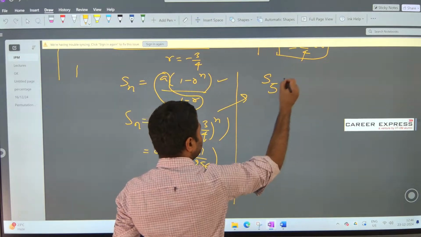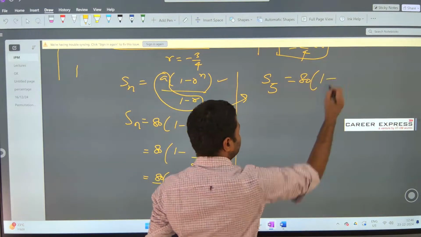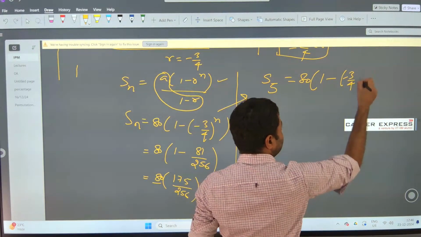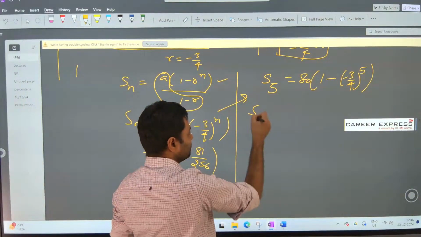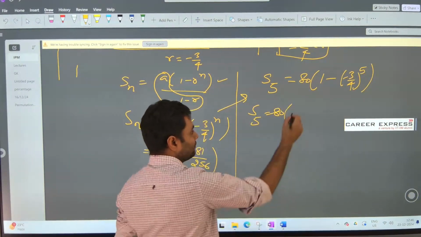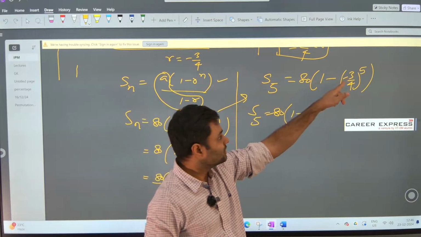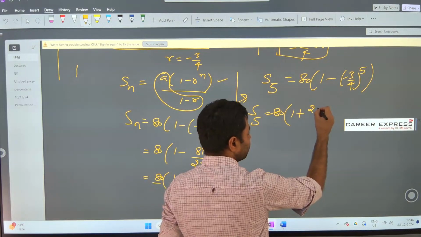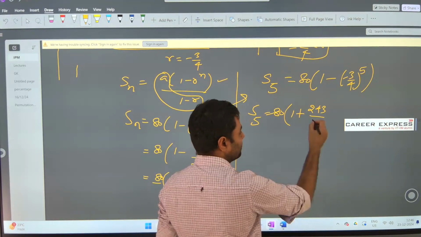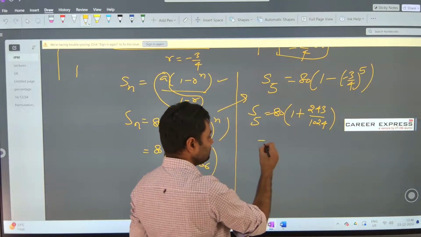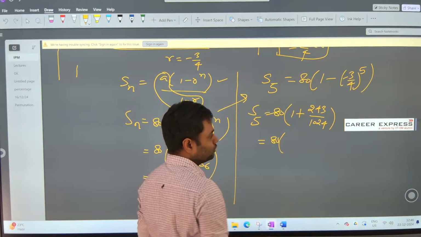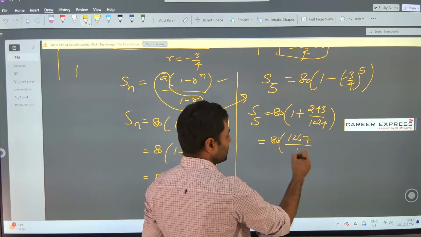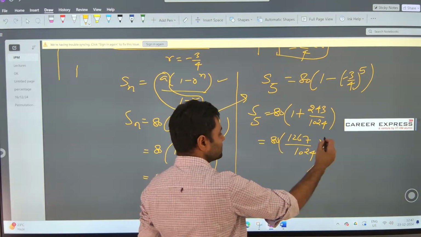So S for n equal to 5 will be 80 times 1 minus minus 3 by 4 raised to 5. So S5 will be 80 times 1 minus. Because the power is odd, this negative will also be there, so this will be positive. 3 raised to 5 is 243, and 4 raised to 5 is 1024. So 1024 plus 243 will be 1267 upon 1024. So this number will be very close to 100.